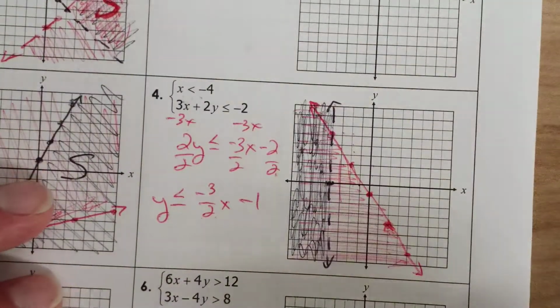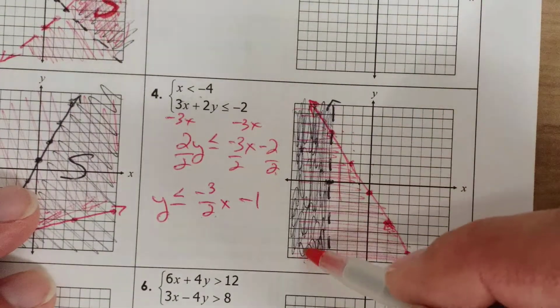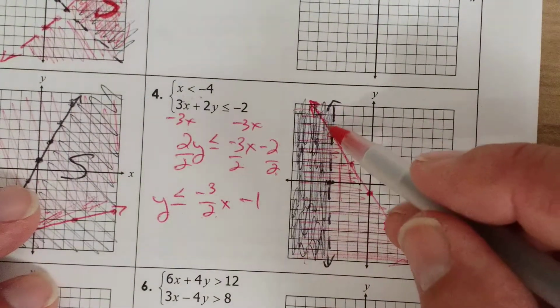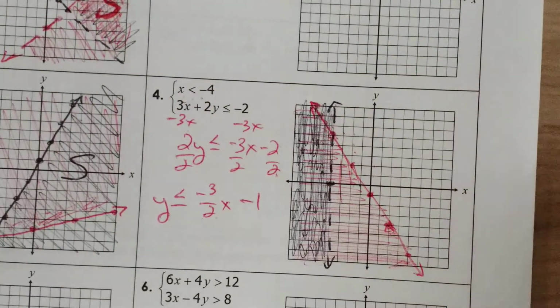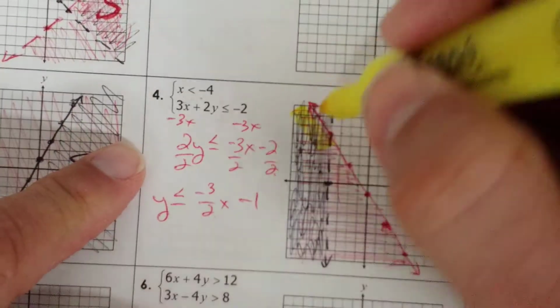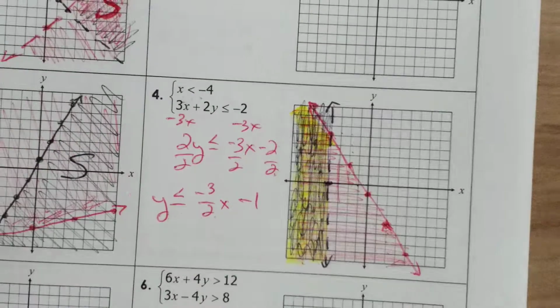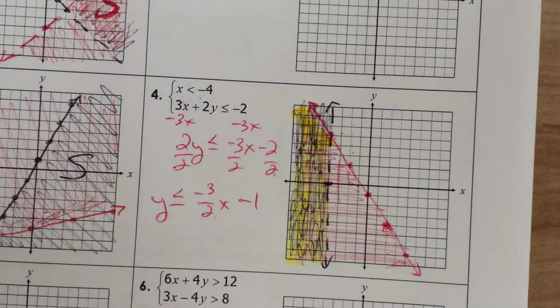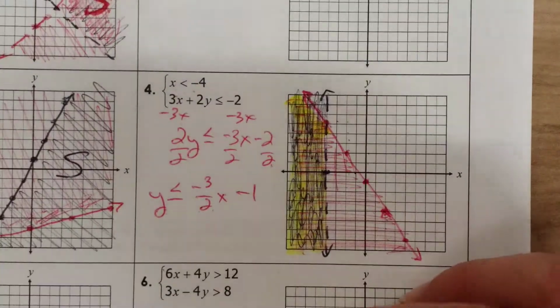So you can see where the solution is going to be right here, almost a box, but not quite because it cuts off right there. So I'll darken in the solution set with a highlighter here. So that would be your solution set where the shadings overlap. And all the other problems are very similar.